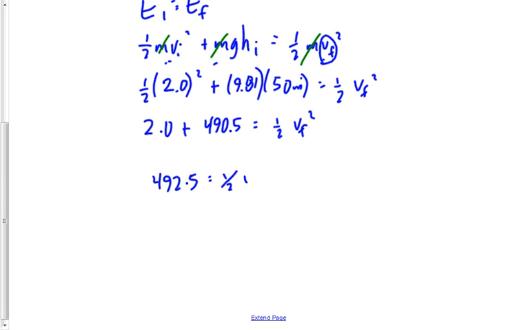How do you get rid of the half? There's 2 ways here. One is divide by half. The other way is multiply by 2. Either way, we're going to end up with, what is that going to be? 985, I think.